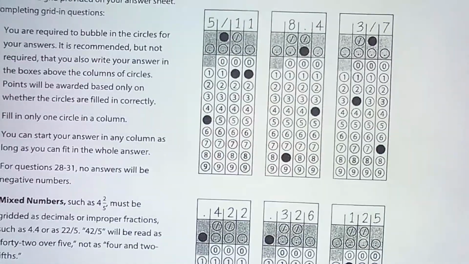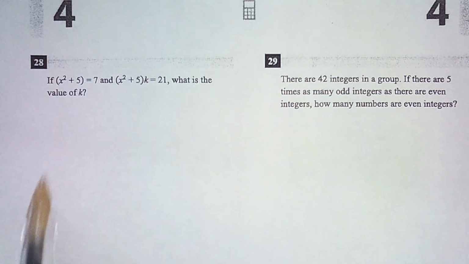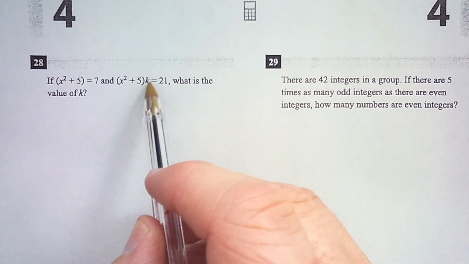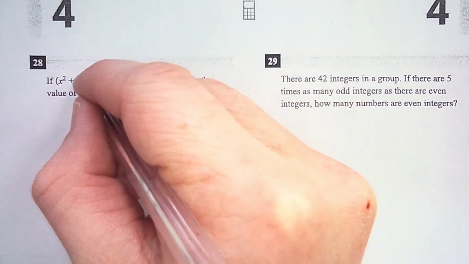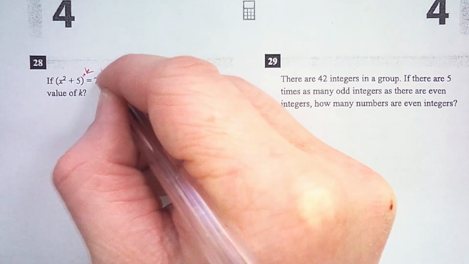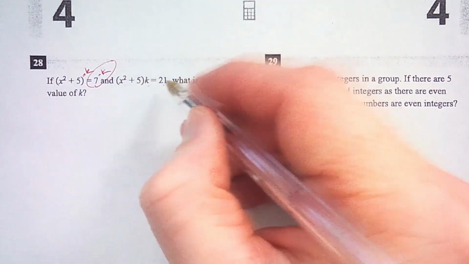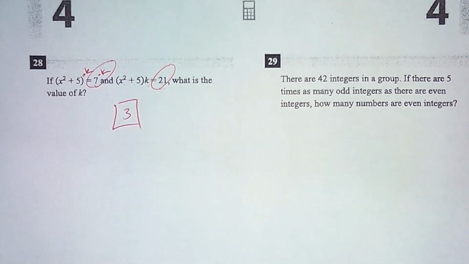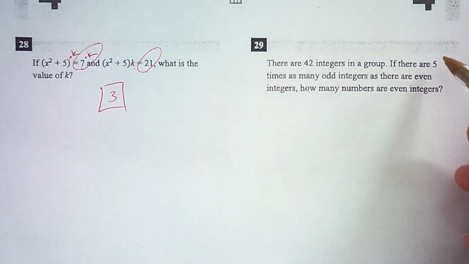Okay, next we move on to our gridded section. Now it's free response, and we'll fill in our grids. I'm not actually going to have a grid in front of me, so we'll just come up with our solutions. If x squared plus 5 equals 7, and x squared plus 5 times some constant equals 21, what is the value of that constant? If we multiply both sides by some constant k, then 7k is 21. 7 times 3 is 21, so 3 is the value of that constant.